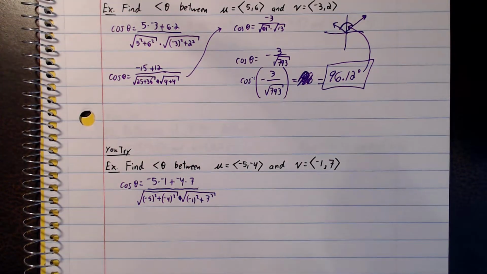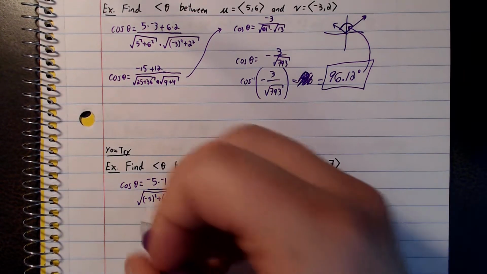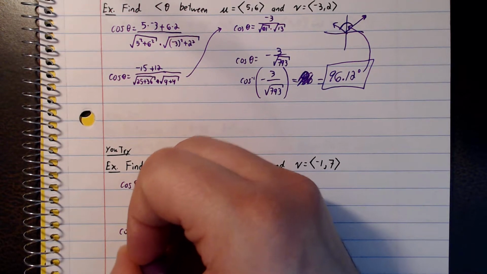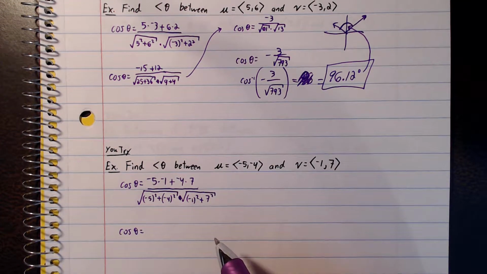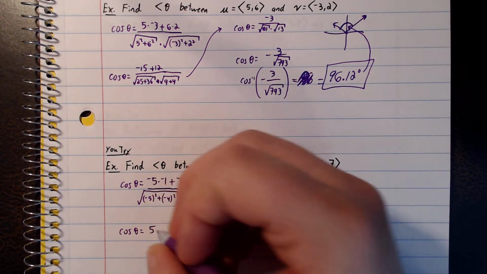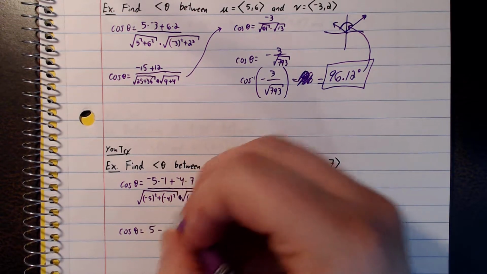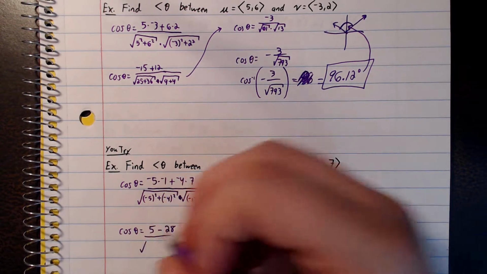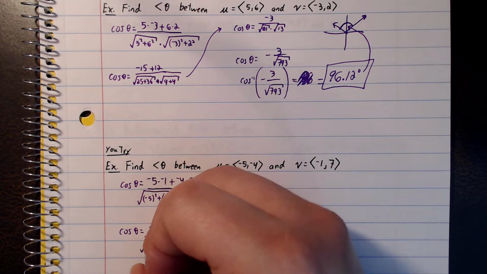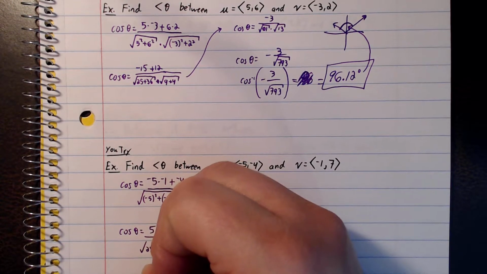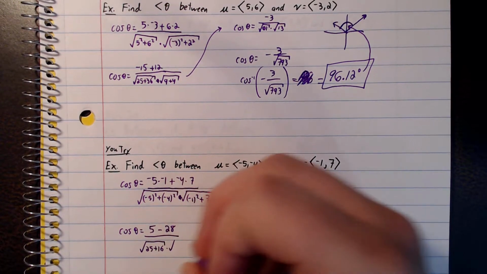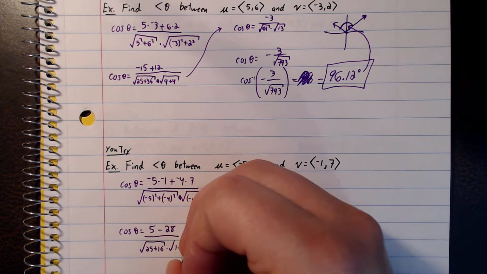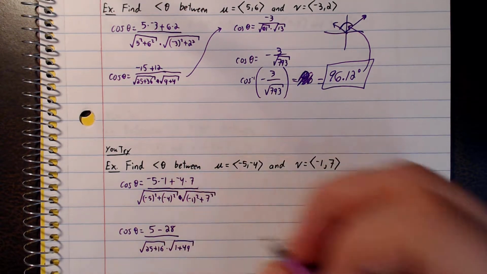A lot of stuff happening in that one. Let's see. Negative 5 times negative 1 is positive 5. That's going to be negative 28. Let's see, 25 plus 16. And that's going to be 1 plus 49.